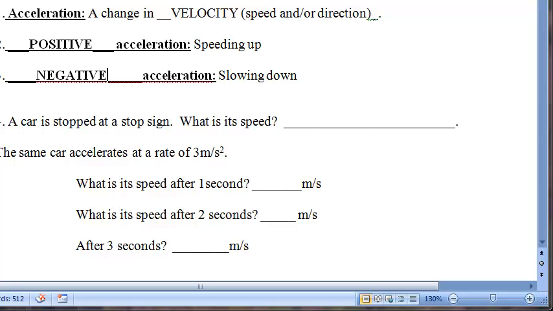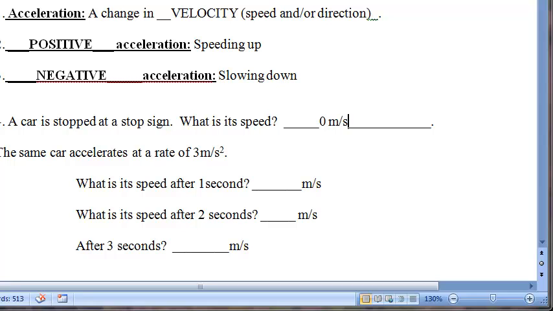A car is stopped at a stop sign. What is its speed? Well, if it's stopped, then it isn't moving anywhere, so it's going 0 meters every second. So its speed would be 0 meters per second. The reason we're asking that question is because many acceleration problems start with a car or a person or an object that isn't moving. So its initial speed or its beginning speed is 0.